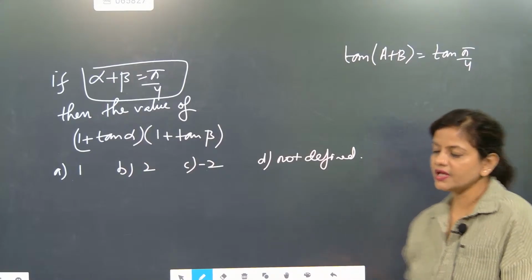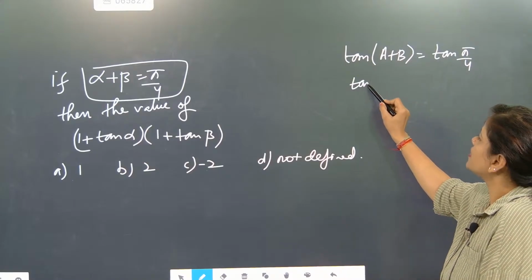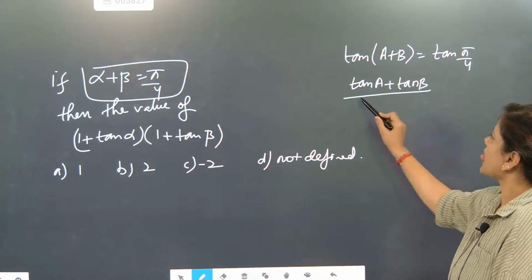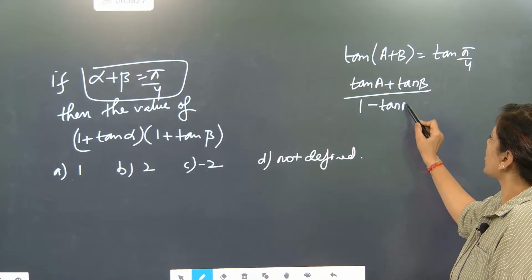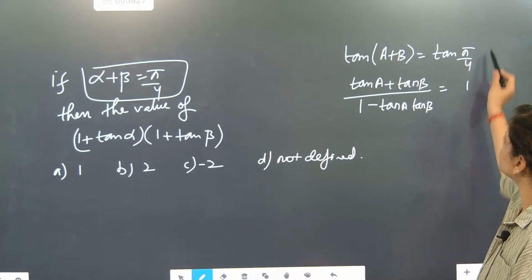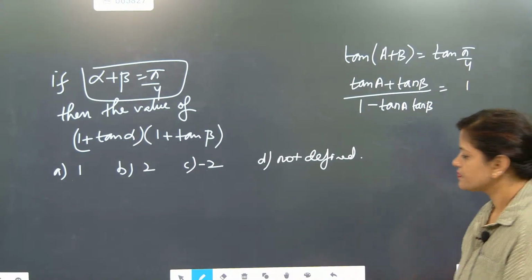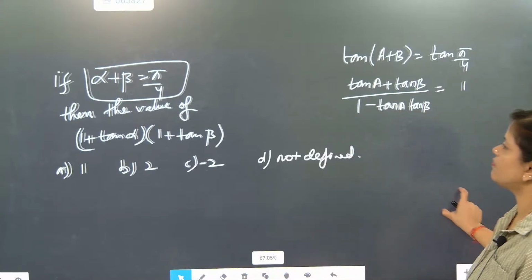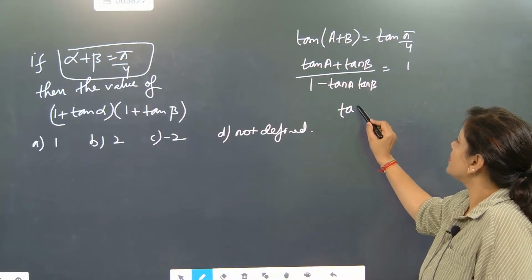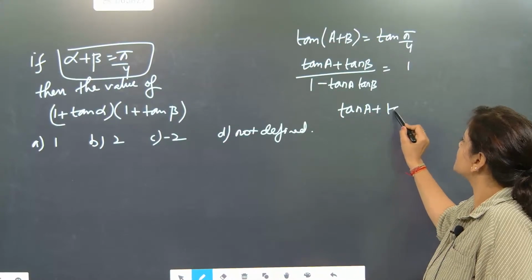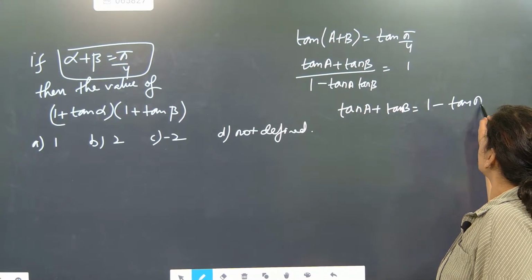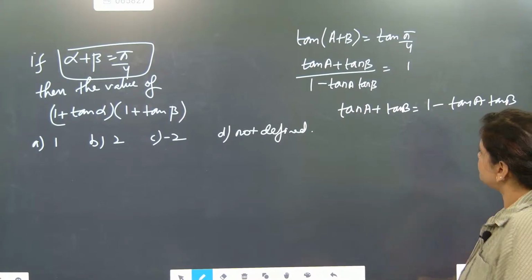Done. So now beta here what we will do, it will become tan of A plus tan of B by 1 minus tan A into tan B is equal to 1, because tan pi by 4 value is 1. So once you have written tan pi by 4 value as 1, now you multiply this one with this, it will become tan A plus tan B is equal to, this will go 1 minus tan A into tan B.